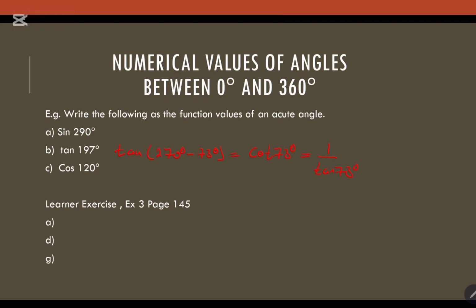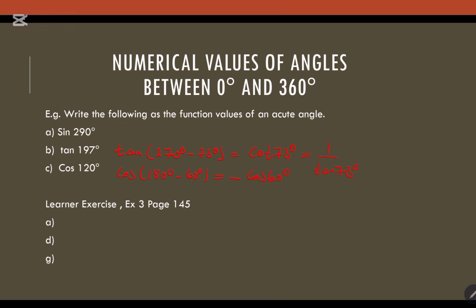Lastly, we are looking at cos of 120. Cos of 120 can be expressed as 180 degrees minus 60 degrees. Now, this angle is in the second quadrant, and therefore we know that in the second quadrant only sine is positive, so this is equal to negative cos 60 degrees.